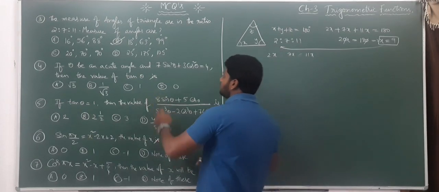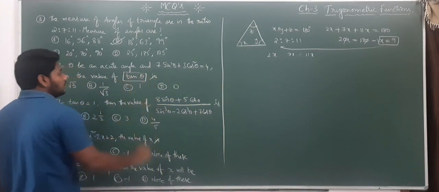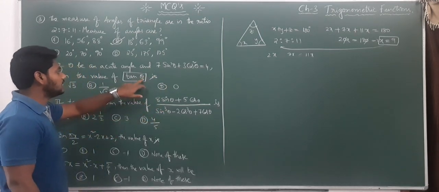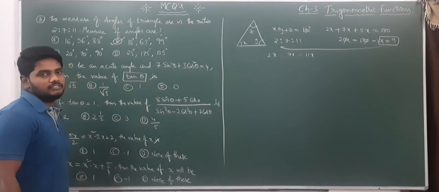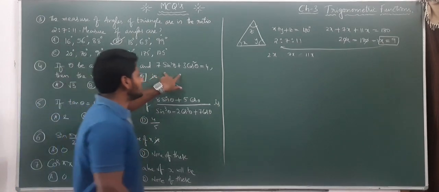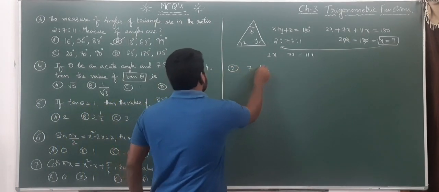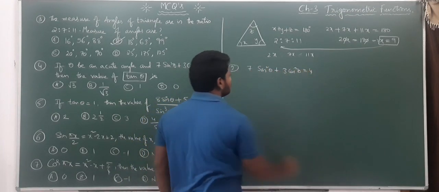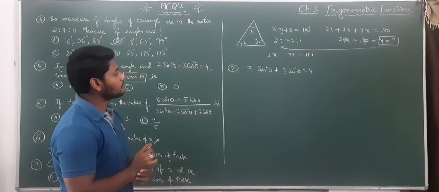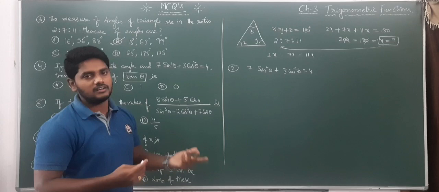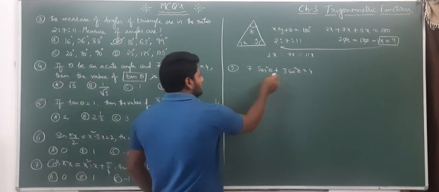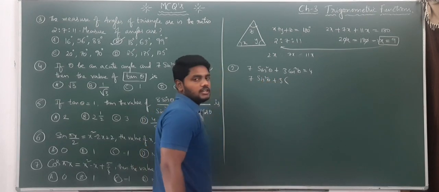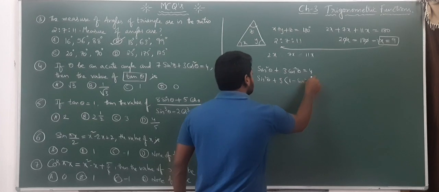See, in order to find the value of tan theta, first of all we need to find the value of theta, right? If we know the value of theta, you can directly substitute here and we will get the tan value. How to get the theta value? By using this given equation: 7 sin square theta plus 3 cos square theta is equal to 4, right? Here we need to convert either in terms of sin or in terms of cos, then we can get it. Here I will convert cos in terms of sin. 7 sin square theta plus 3 into cos square in terms of sin, which is 1 minus sin square theta, is equal to 4.